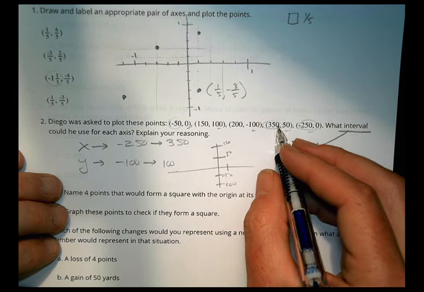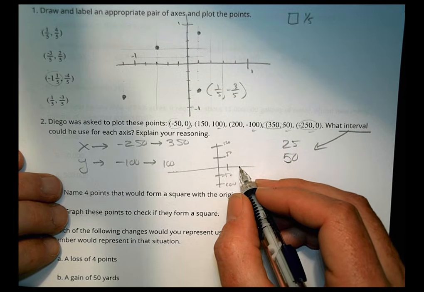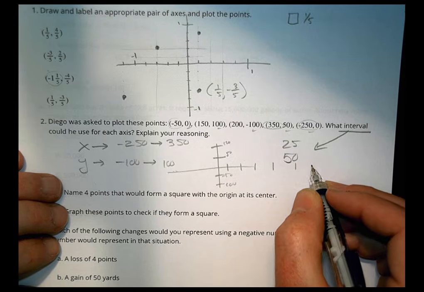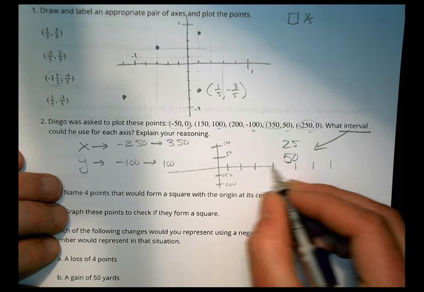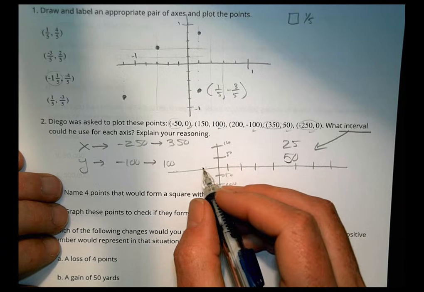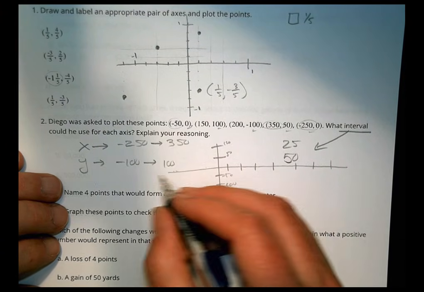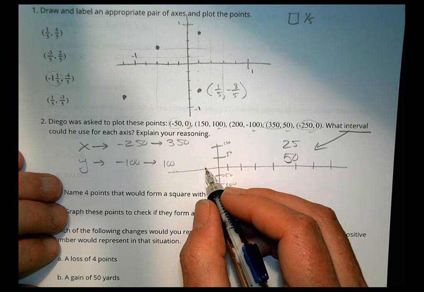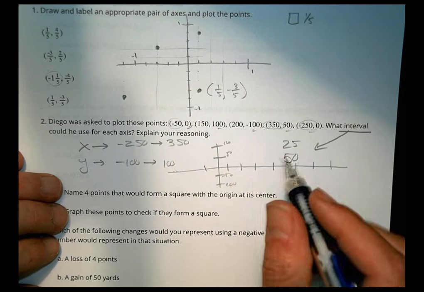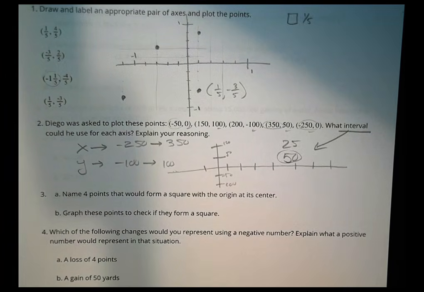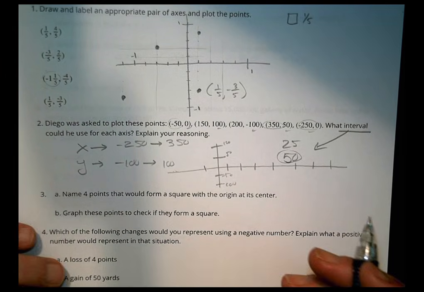Okay, on the x side, because I go 350, that's going to go further, right? 50, 100, 150, 200, 250, 300, 350. That would extend further out that way. So 50 is not bad for that in that case. 25 might be a little too much then, right? And then over here, negative 250, same thing. So it's going to get spread pretty far. Anyways, that's the idea. I would probably go with a 50. Just makes the most sense for me, but you need to explain your reasoning for which interval you would use.